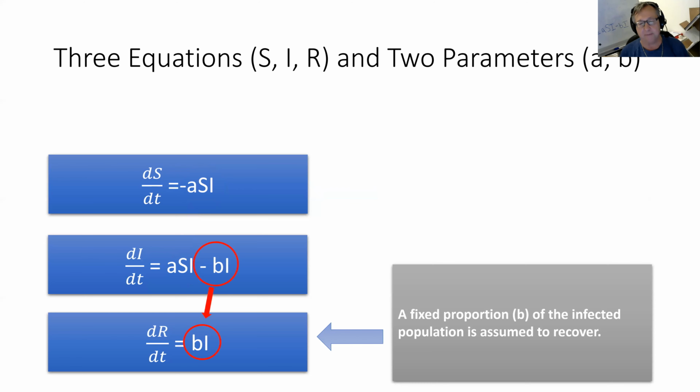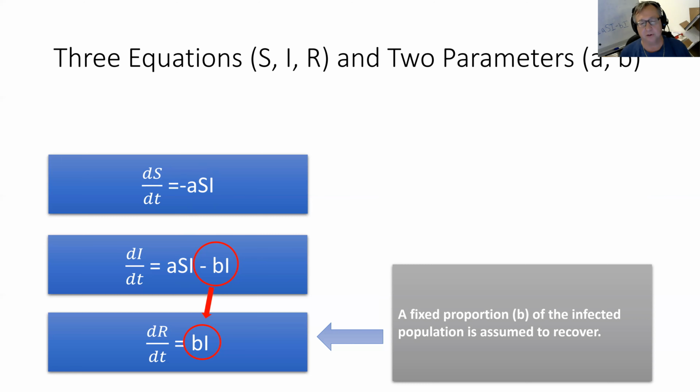So the same thing happens, or a similar thing happens. So people get infected, they enter the infected population, and then a certain proportion of them recover. And so that we're going to think of as being minus B, another parameter, times the infected share of the population, okay?